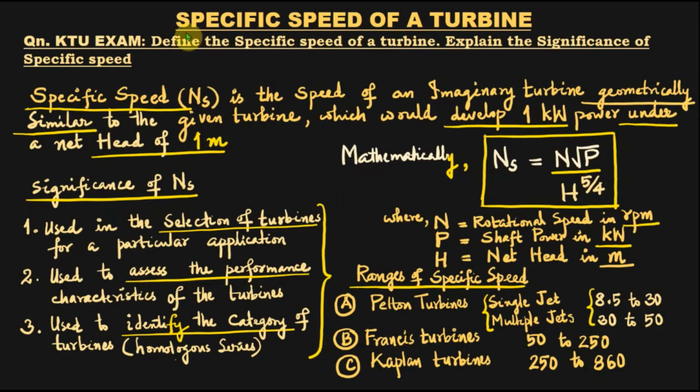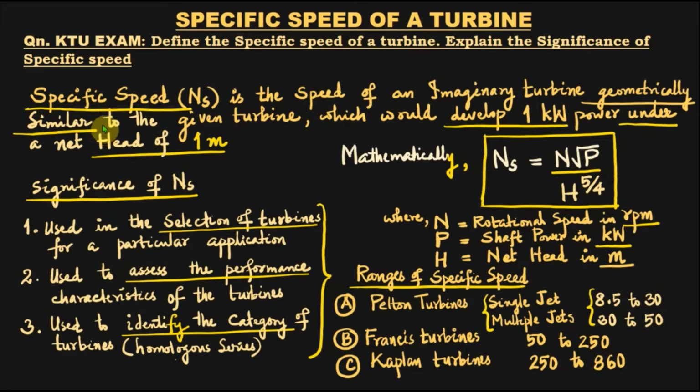What do you mean by specific speed of a turbine? It is a very important parameter used in the performance analysis of hydraulic turbines and even hydraulic pumps. And the related question is: define the specific speed of a turbine, explain the significance of specific speed. So what exactly is specific speed?